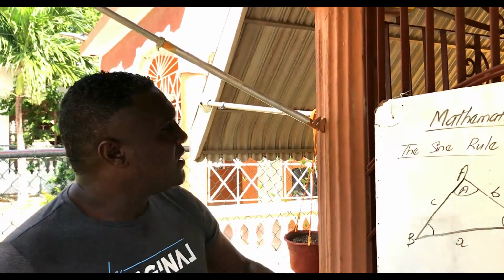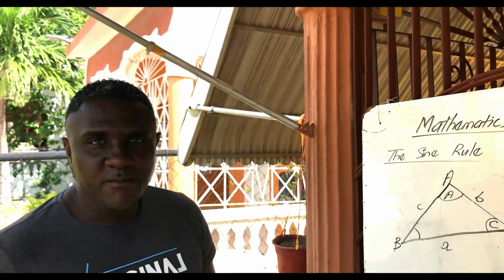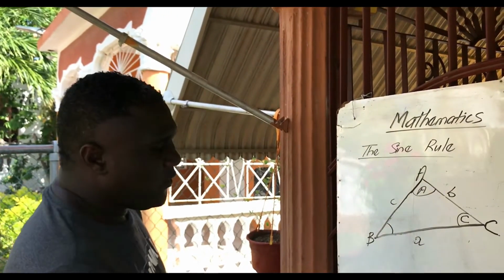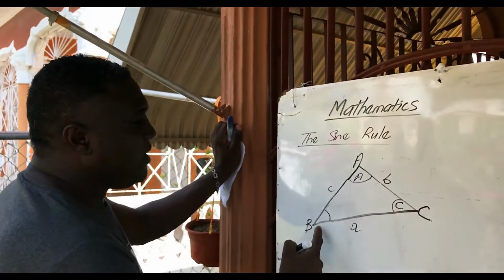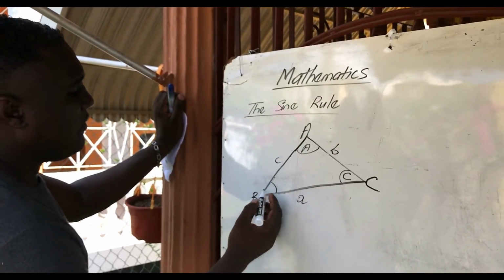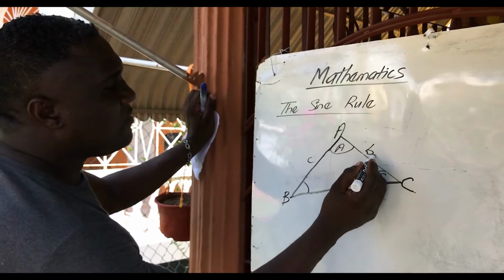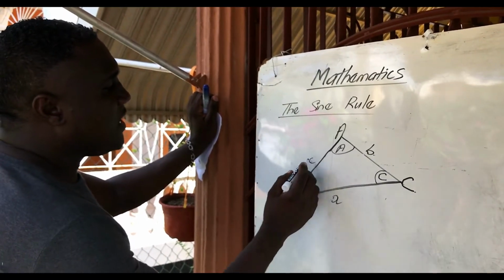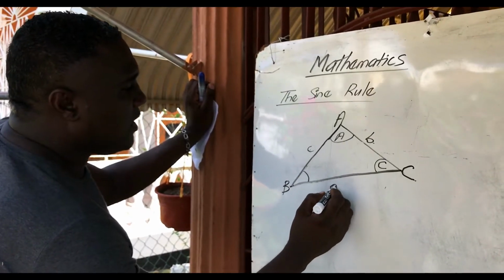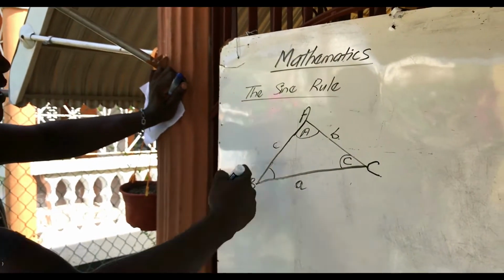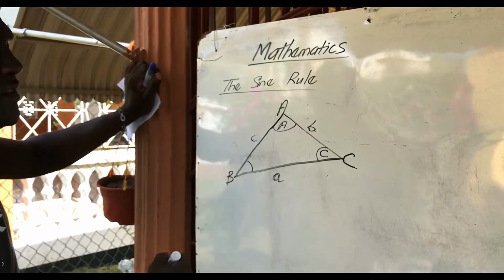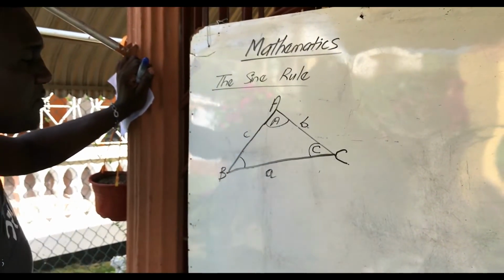Today we'll be looking at the topic, the sine rule. Now let us get into it. Let us say we have triangle ABC, where angle B over here is side B, angle C over here is side C, angle A over here is side A. Now there are 6 elements, 3 sides and 3 angles.